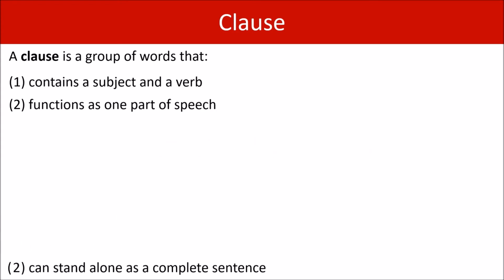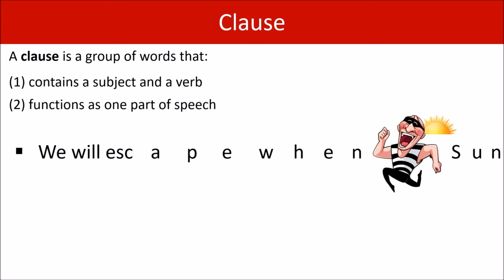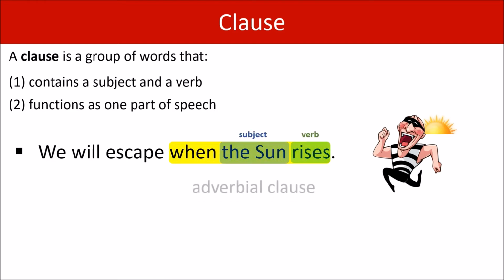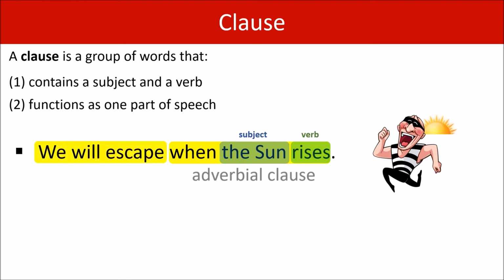Look at this example. We will escape when the sun rises. When the sun rises. There's our subject, there's our verb. We are definitely looking at a clause, and it's an adverbial clause. And we have an independent clause. We will escape. There's our subject, there's our verb. This is an independent clause. It's the main clause. It could stand alone as a sentence.